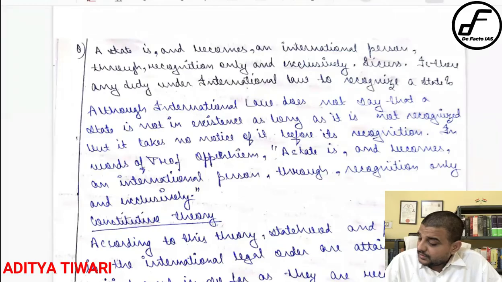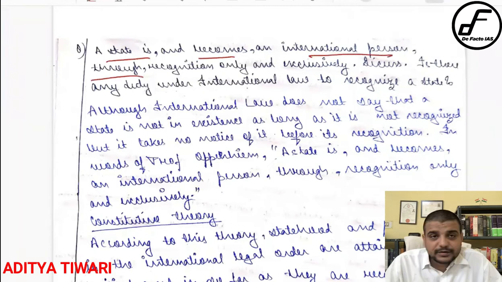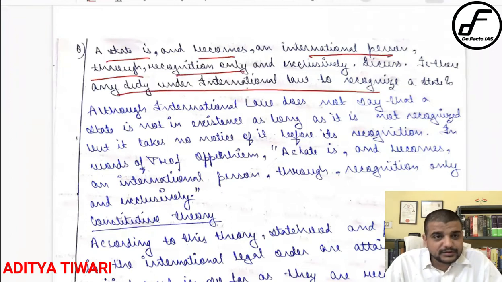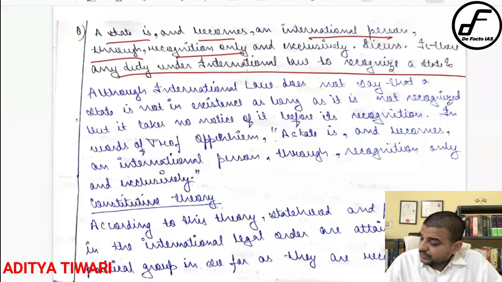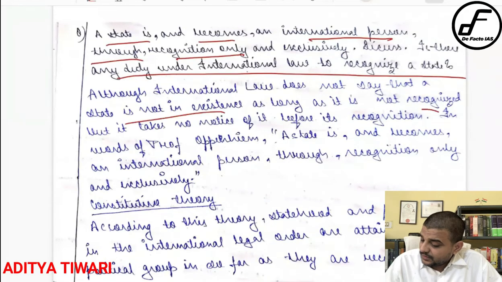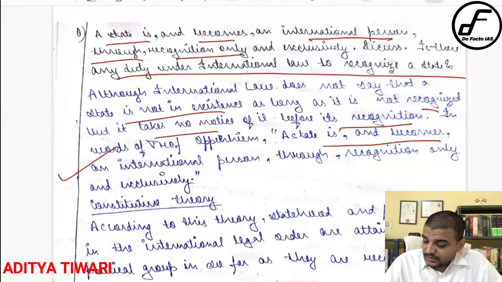The question was: the state becomes an international person through recognition only. Discuss whether there is any obligation of a state to recognize some other state, right? So that was the question. Very good question actually. Although international law does not require recognition, but notice of refugee. Good introduction. Okay, if you could have cited some jurist, that would have been much greater.